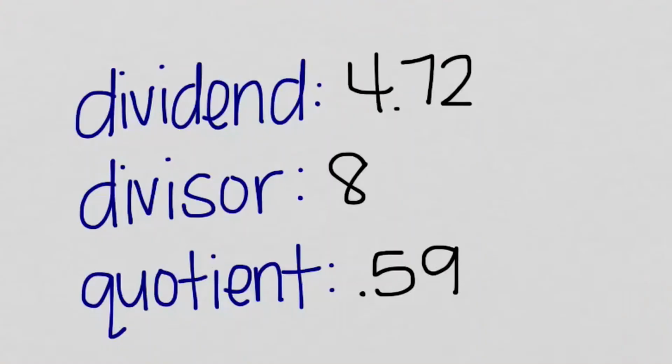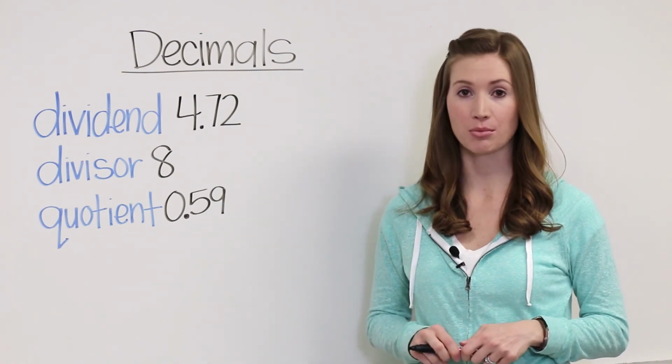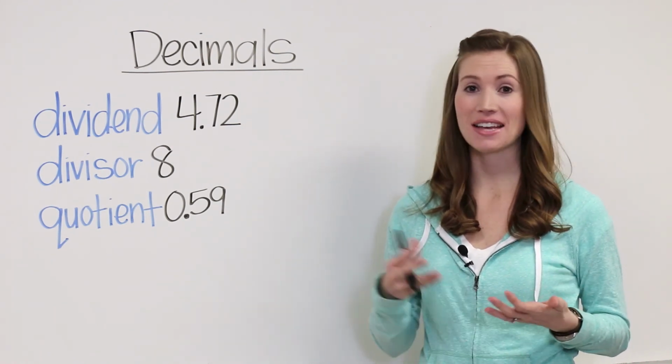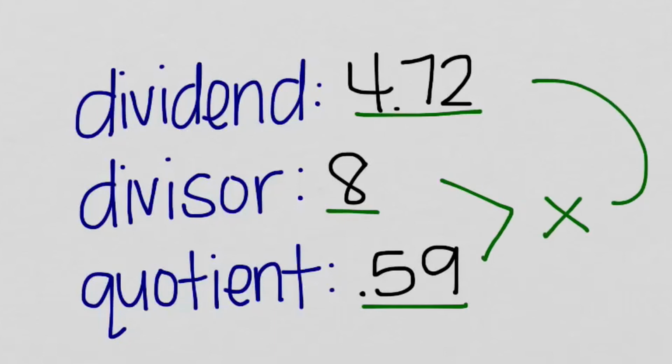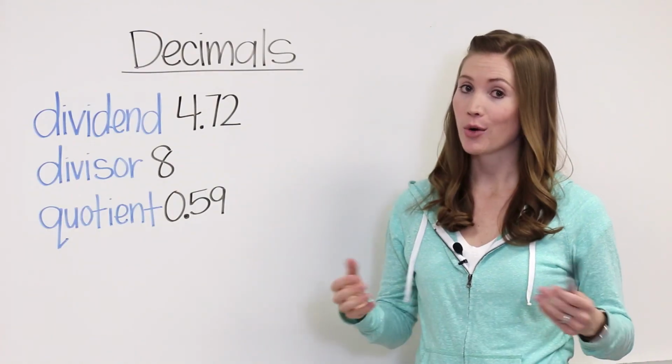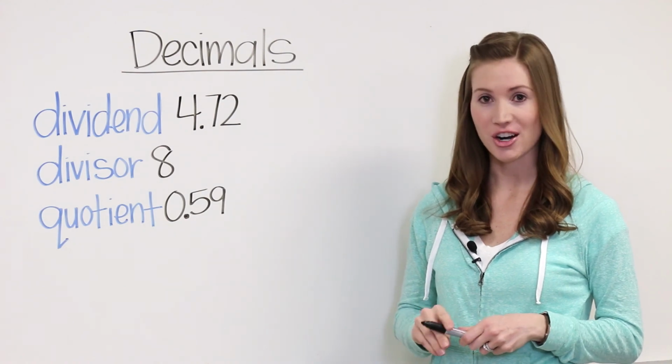Let's check our work. Anytime you do a division problem, you can always check your work by doing a multiplication problem, because multiplication is the opposite of division. Let's look at problem 1. In problem 1, we had a dividend of 4 and 72/100. Our divisor was 8, and our quotient or answer was 59/100. If we were to multiply our quotient and our divisor, we should end up with our dividend. Now, you already know how to multiply decimals, so let's go ahead and multiply these decimals to check our work.